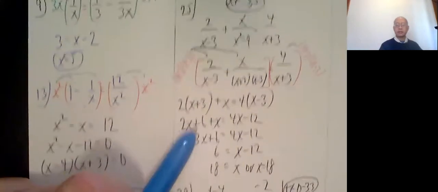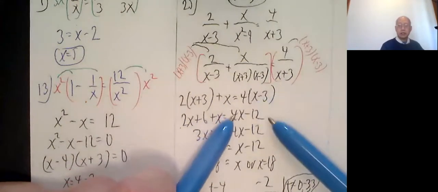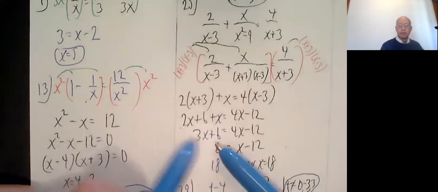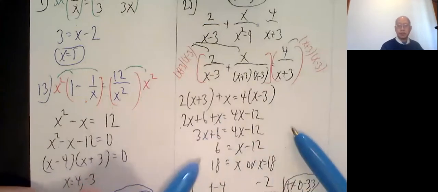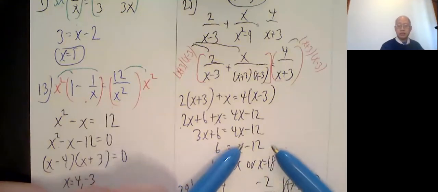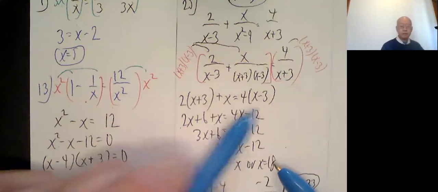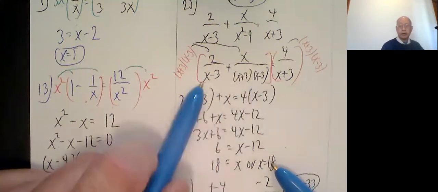Okay, no more fractions. 2x plus 6 plus x. This is 4x minus 12. 3x plus 6 equals 4x minus 12. Subtract 3x on both sides. 6 equals x minus 12. Add 12. 18 equals x, or x equals 18. And we're good. If I plug back in 18, I'm not dividing by 0.